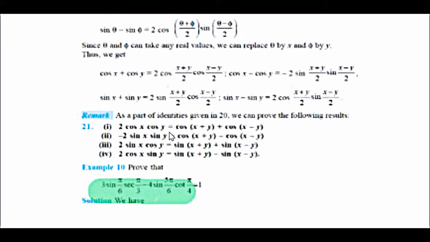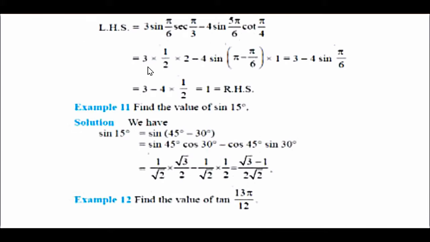This is one question. How to solve this? 3 sin pi by 6 sec pi by 3 minus 4 sin 5 pi by 6 cot pi by 4. Let us solve it. First, just have a glimpse: pi by 6 you are aware, pi by 3 you are aware, pi by 4 you are aware. You know these numbers by the table. What about 5 pi by 6? 5 pi by 6, we don't know the value right now. So what we can do is convert it into the form of the values which we know. 5 pi by 6 can be written as pi minus pi by 6. This is how we can write it.